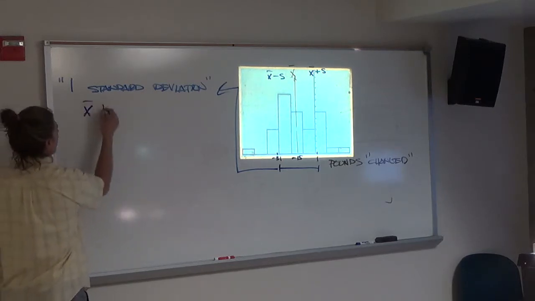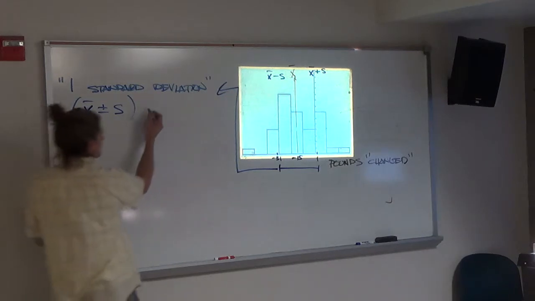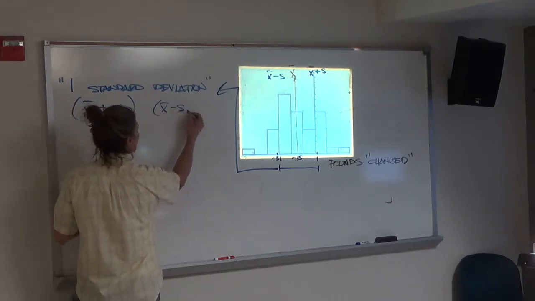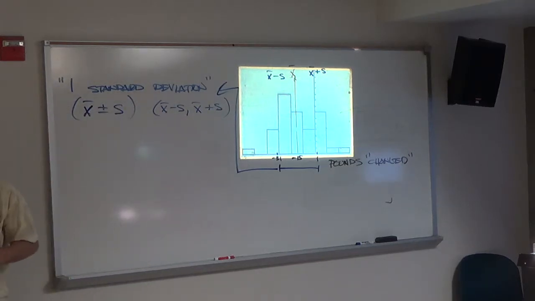You could write it as x bar plus or minus s. That's one way of writing it. You could write it as an interval, x bar minus s up to x bar plus s. A couple different ways. They all mean the same thing. But as Karen said, it's the range of values. You're given the endpoints of negative 31 and positive 1. All the values between that represent 1 standard deviation.